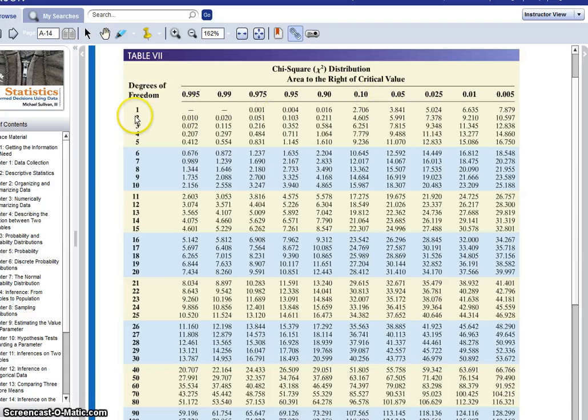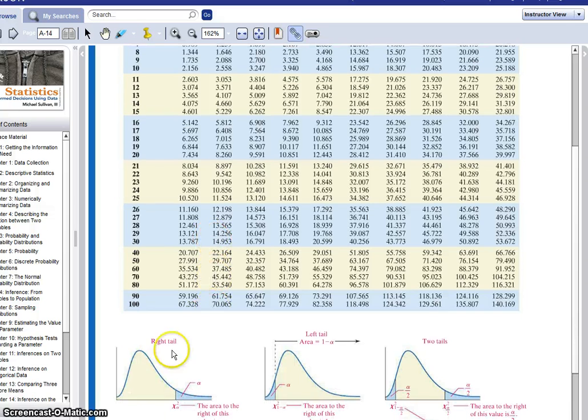And again, the chi-squared distribution, the shape will depend on the number of degrees of freedom. Remember, as the number of degrees of freedom increases, the graph becomes more and more normal. But one thing to notice about the chi-squared distribution is it's not symmetric. So if you're doing a two-tailed test, you can't just find one area and then double it to get the other area.